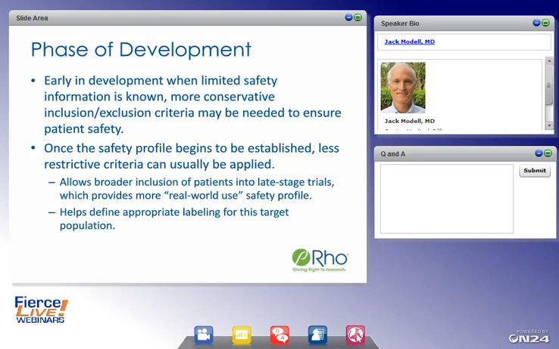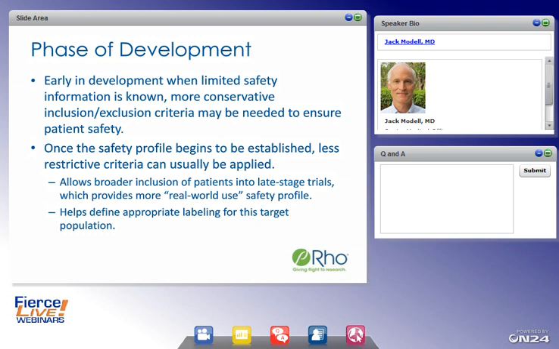But once the safety profile is established, then we can start using less restrictive criteria so that you get more of a real-world experience in the type of patients that are actually likely to take the drug. And then it also helps to define the appropriate labeling for this target population. For example, going back to the hypertensive trials, had they included all races, especially Caucasian and Black, in the early trials, they would have seen right off the bat that the drugs work better in some populations than others and have been able to explain that in the label.